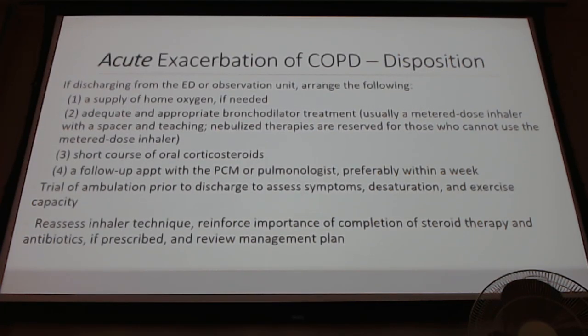If you're discharging them, and they're using at-home oxygen, we want to make sure they have an adequate supply of it. They need to have bronchodilator therapy, so we make sure they have the appropriate number of inhalers and they know how to use them. Do they have nebulizer therapy at home? And then we send them home with steroids. Then we want to get a follow-up appointment with either a PCM or pulmonology, which is preferable. Like I said, we do that walk of life before we discharge them. So we ambulate them and check for any desaturation or increase in symptoms.